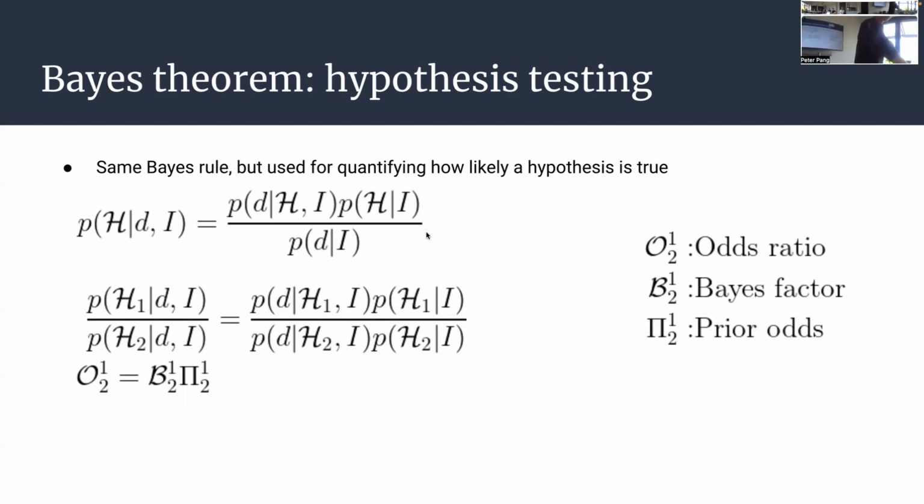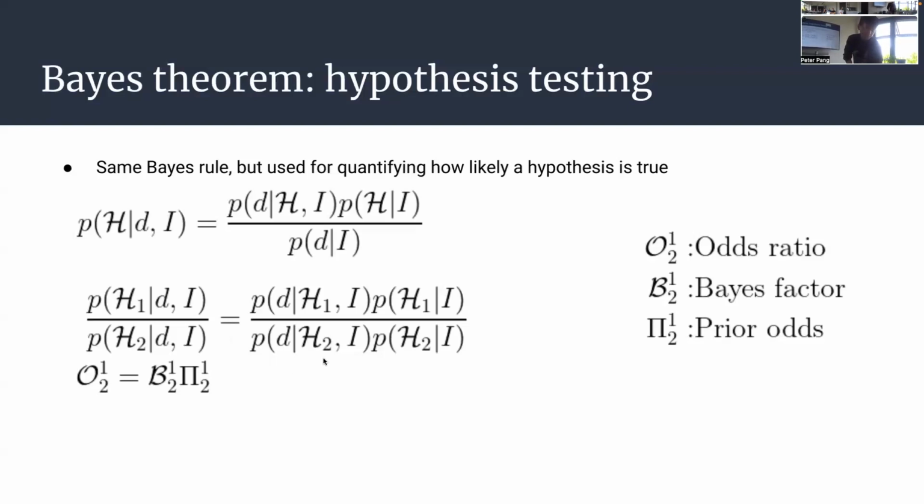But now you can see that it's a bit different. Rather than asking what the distribution of a parameter is, we're quantifying how likely a hypothesis is to be true given the data. And one way of comparing is, rather than calculating all this, we can put two different hypotheses against each other, and we have the so-called odds ratio. The odds ratio basically quantifies, given the data, how much more plausible hypothesis 1 is compared to hypothesis 2.